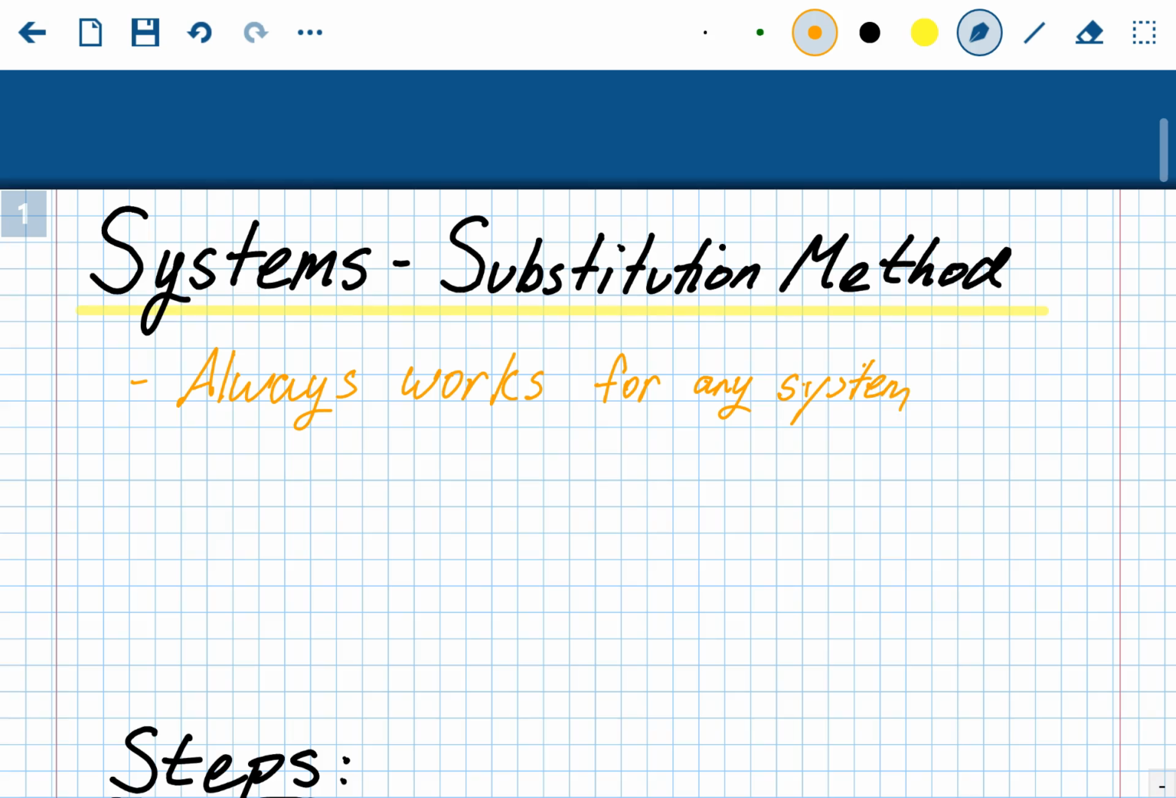So again, this is the first algebraic method. All the algebraic methods work for any system. When do you want to use substitution? You could use it any time, but the best time to use substitution is when one variable is isolated. So we're going to say use when one variable is isolated. And that's going to come up again in the steps.